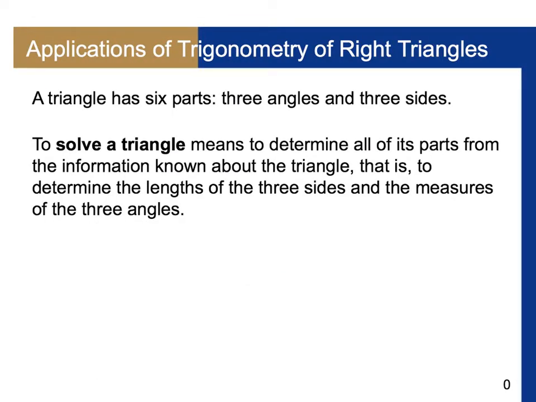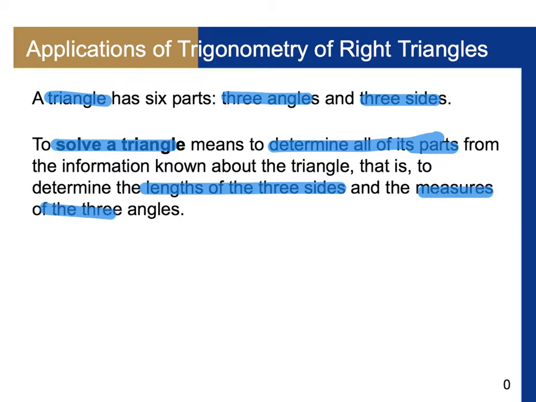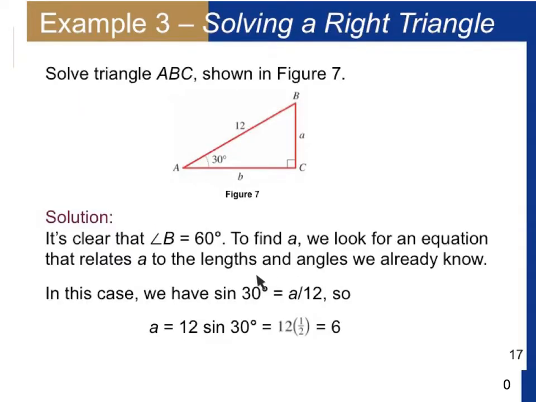Also keep in mind that a triangle has 6 parts, 3 angles and 3 sides. So to solve a triangle means determine all of its parts. So all 3 angles, all 3 sides, the lengths of the 3 sides and the measures of the 3 angles. Okay, so let's start with this one.